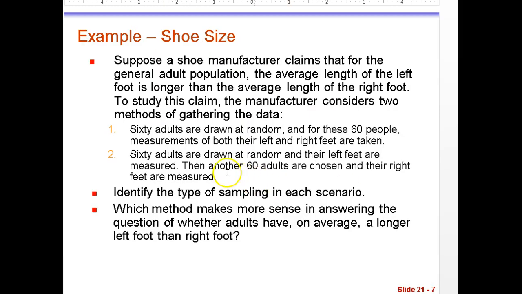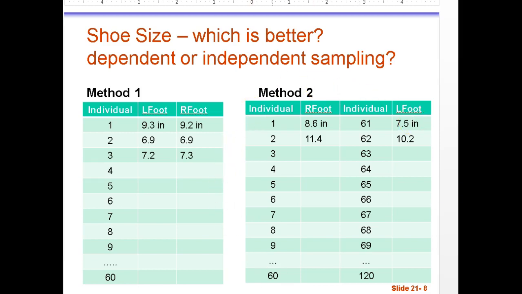Now, if I go back up here, in the second scenario, we are drawing 60 adults at random, and for those people, their left foot is measured. Then we take another 60 adults and we measure their right foot. So the table here represents what would happen in that method. I randomly choose 60 people from the general adult population, and for these 60 people, I only measure their right foot. So I will have 60 measurements of right foot.